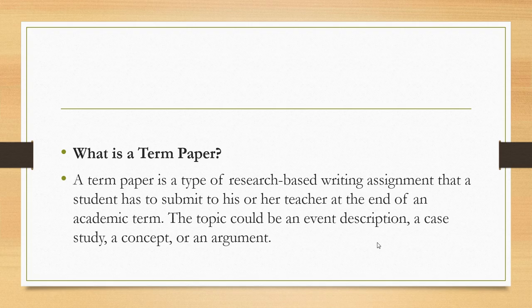The basic definition of a term paper is that a term paper is a type of research-based writing assignment that a student has to submit to his or her teacher at the end of an academic term. The topic could be an event description, a case study, a concept, or an argument. Basically, it is completed by a student at the end of a semester or an academic year. That is a type of assignment completed by the student and assigned by the teacher.